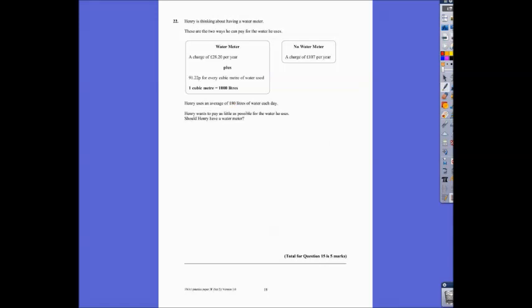Question 22. Henry's thinking about having a water meter. There are two ways he can pay for water. He can either get a water meter with all these costs, or he can have no water meter and just pay £107 a year. Henry uses on average 180 litres each day. Henry wants to pay as little as possible for his water. Which one should he have? Well, this one's done for us, it's just £107. So we just need to work out all of these costs.